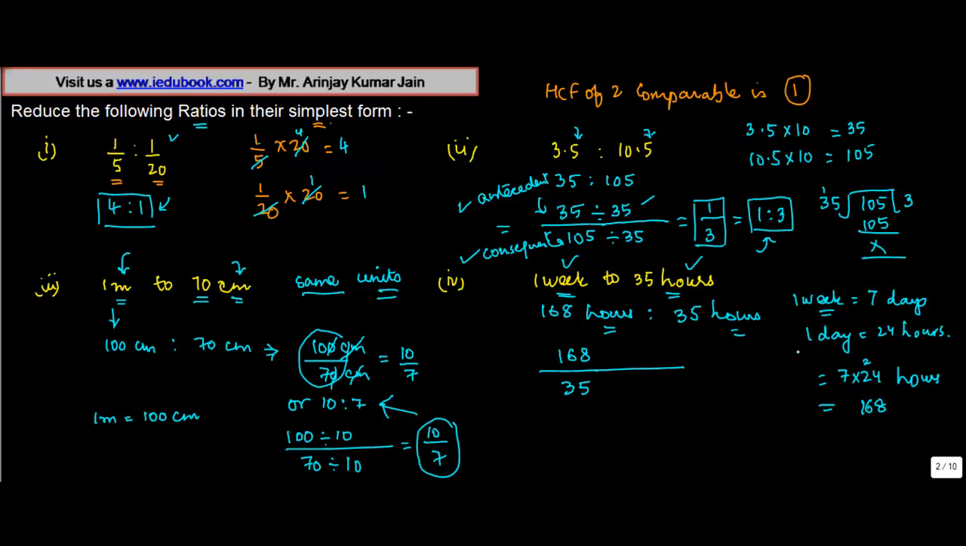Now we know 35 is divisible by 7, right? And 168 is also divisible by 7. So we divide both of them by 7. 168 divided by 7 will give you 24, simply because 168 is equal to 24 into 7. And 35 divided by 7 will give you 5. So this is basically the simplest form of 1 week to 35 hours. You can do similar problems across wherever you are, because these are the kinds of problems that you will normally have in ratios and proportion.